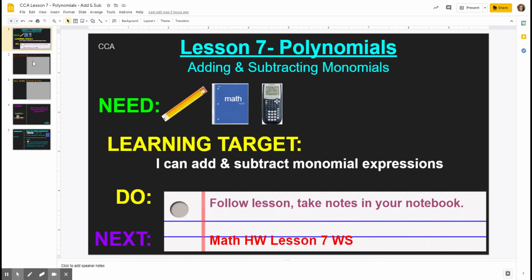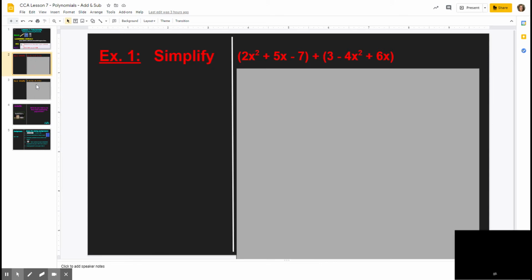All right, so here is our first example. We're going to simplify the expression. So take a moment and write this math problem down: the quantity of 2x squared plus 5x minus 7, plus the quantity of 3 minus 4x squared plus 6x.